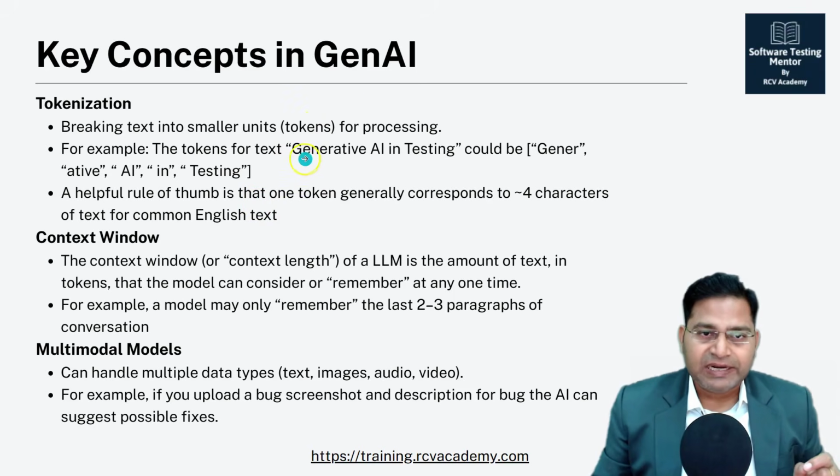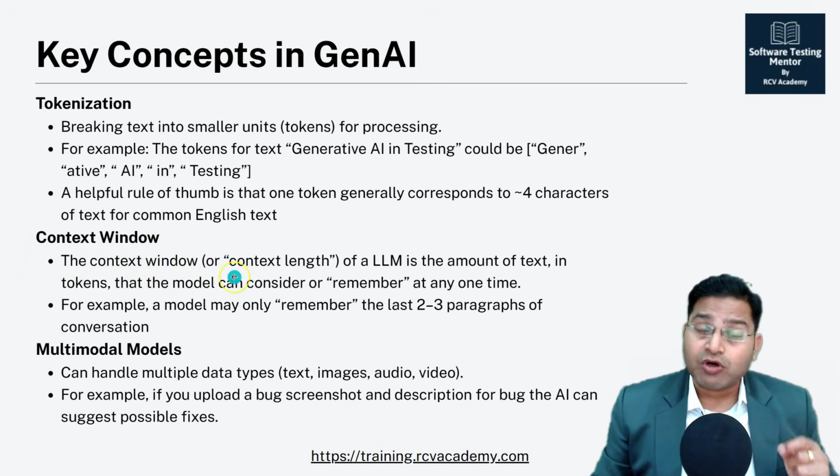So for example, if we say generative AI in testing, it could be 5 tokens or 6 tokens or maybe 4 tokens. That's basically how the tokens are calculated, and based on these tokens the large language models cost you money, and we'll see that with an example. Next important thing is the context window.